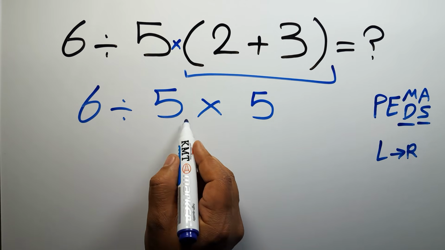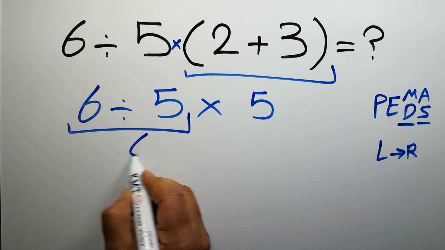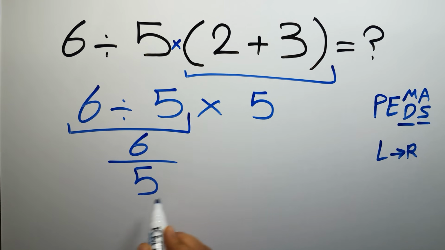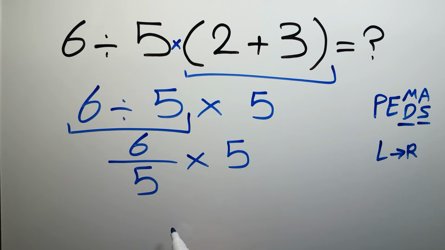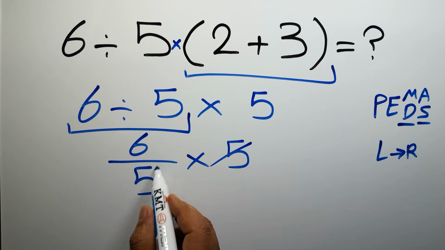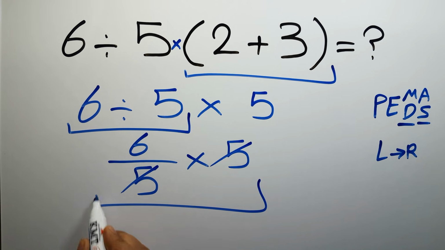6 divided by 5 can be written as 6 over 5. And here we have times 5. Now we can easily cancel this 5 and this 5. So here we have just 6. And this is our final answer to this problem.